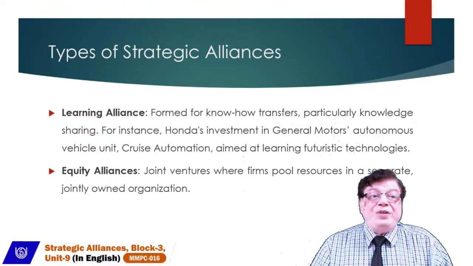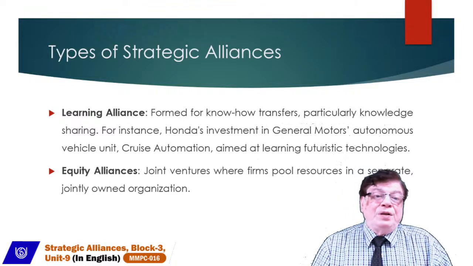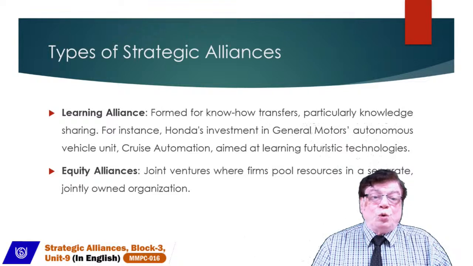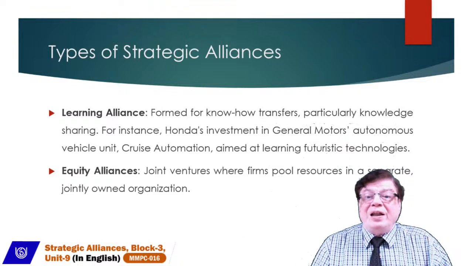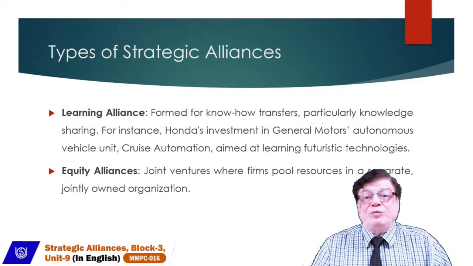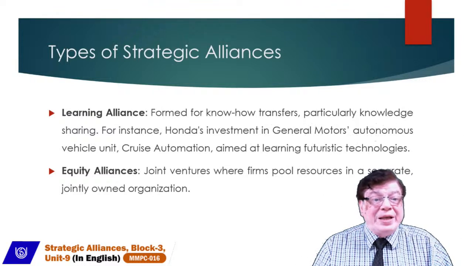So in this slide, we studied learning alliance and equity alliances. Learning alliance is formed for know-how transfers, particularly knowledge sharing. The example is Honda's investment in General Motors' autonomous vehicle unit, Cruise Automation, aimed at learning futuristic technologies. Next is equity alliances, joint ventures where firms pool resources in a separate jointly owned organization.